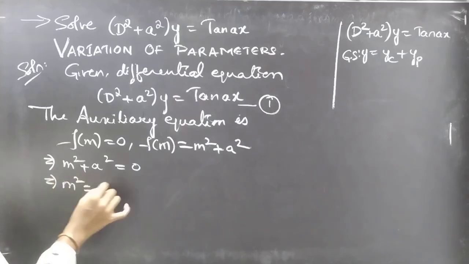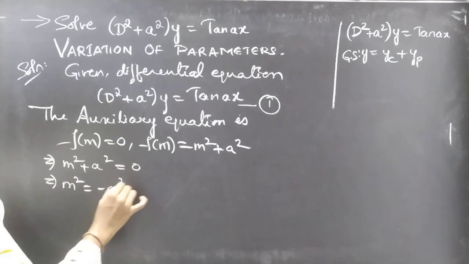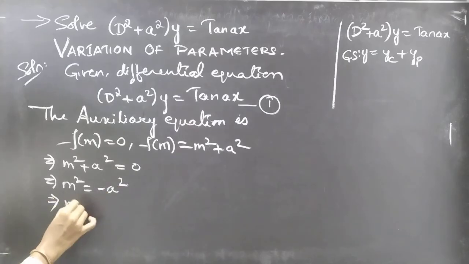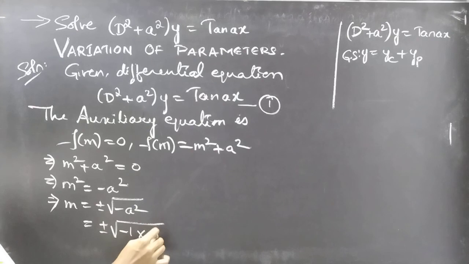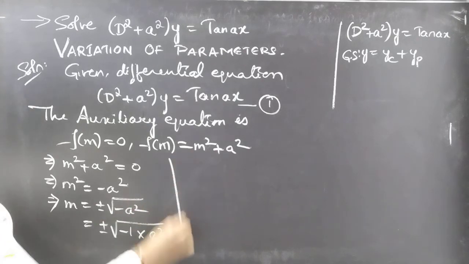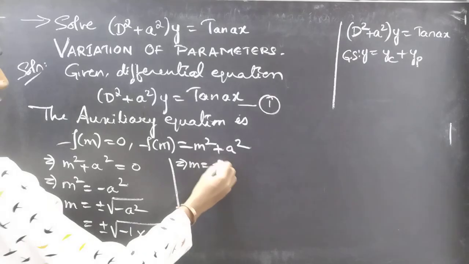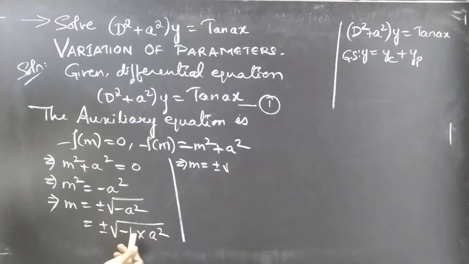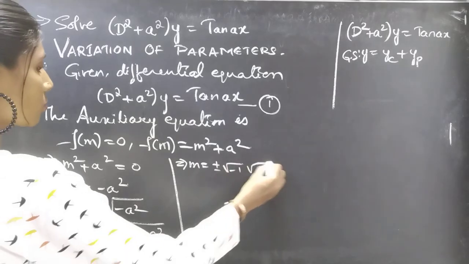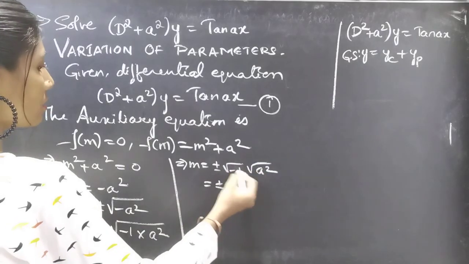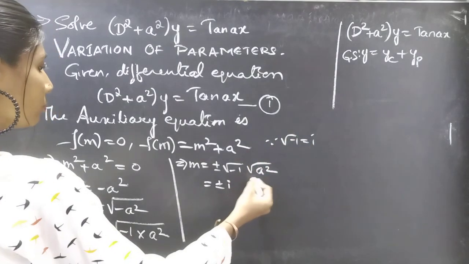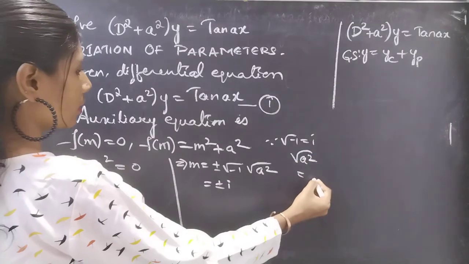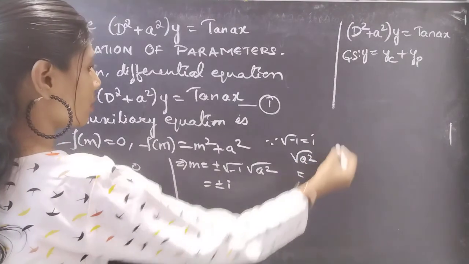Now find the roots. Just take this a² to our RHS, we'll get m² = -a². Then m = ± square root of -a², which equals ± square root of -1 into a². We'll just write -a² as -1 into a². Then m = ± square root of, now split square root of -1 into a² as square root of -1 into square root of a², right? Now we can replace square root of -1 with i, since we know that square root of -1 is i.